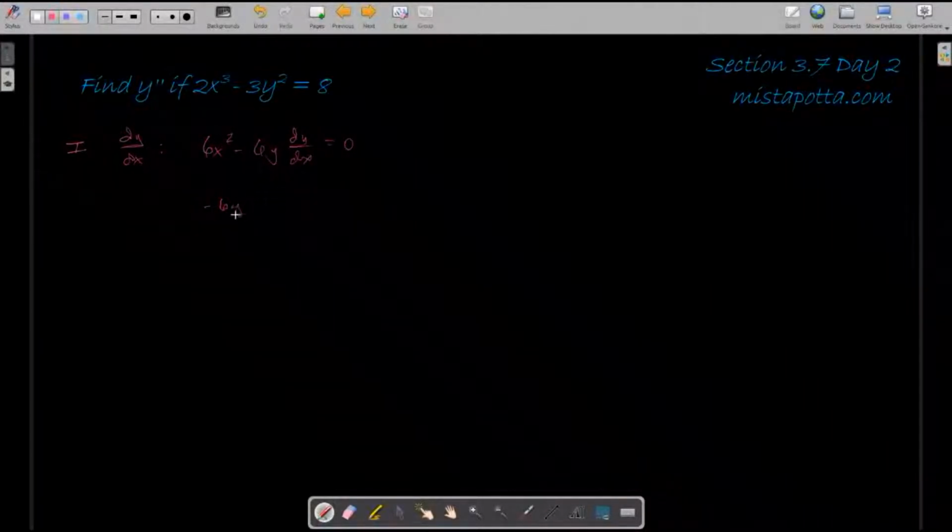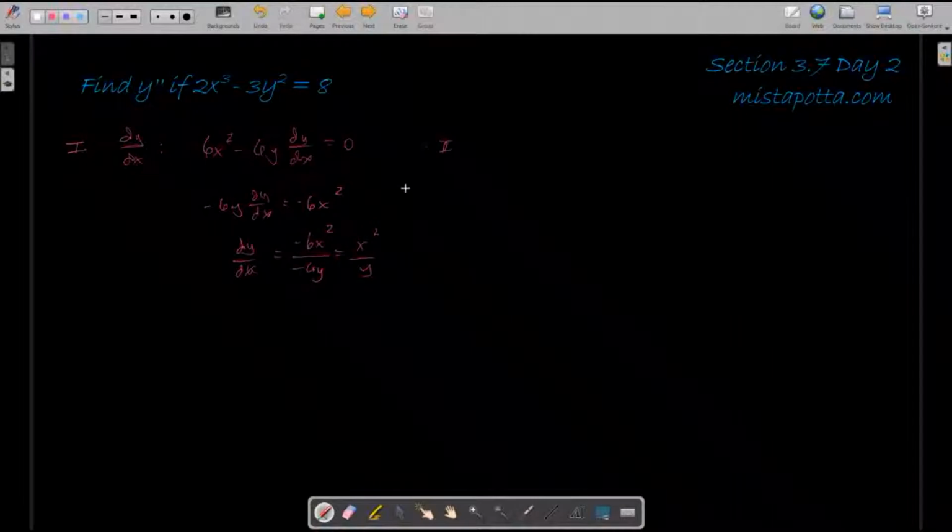And then we're going to go ahead and solve for dy dx here. So I'm going to move the 6x squared over to the other side. And then I'm going to divide both sides by negative 6y. So I've got dy dx is equal to negative 6x squared over negative 6y, or really just x squared over y.